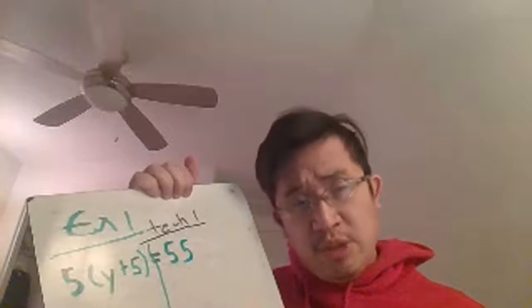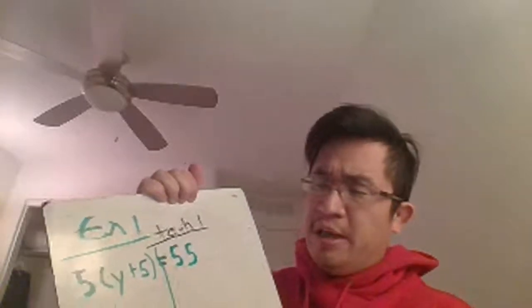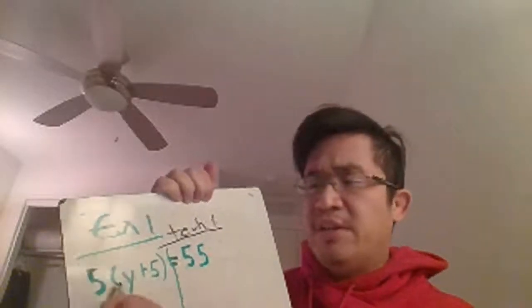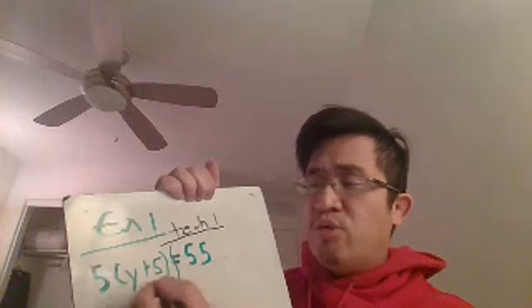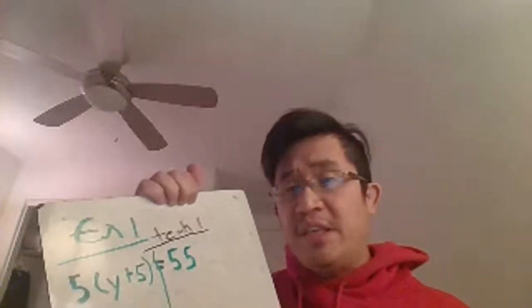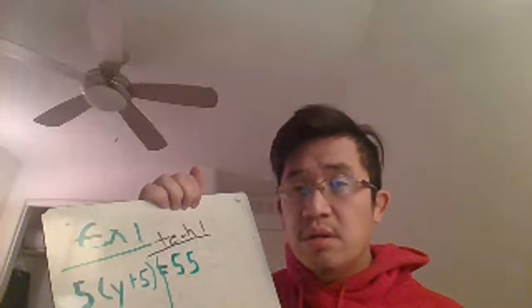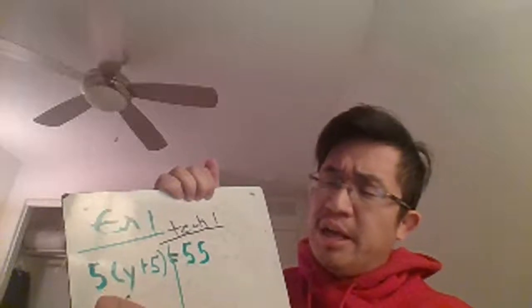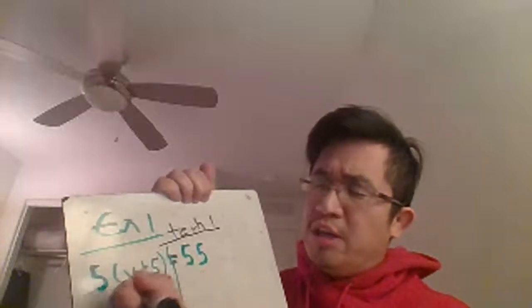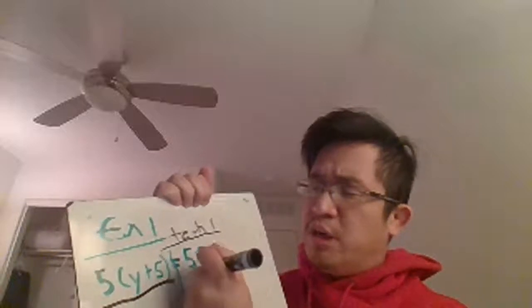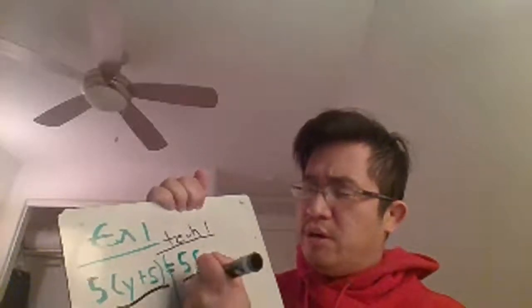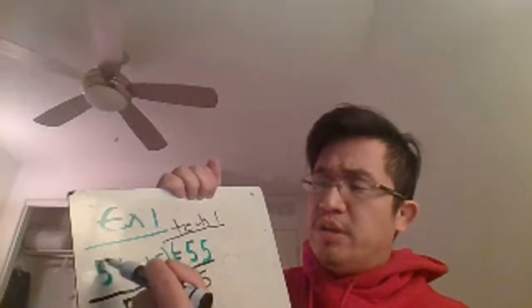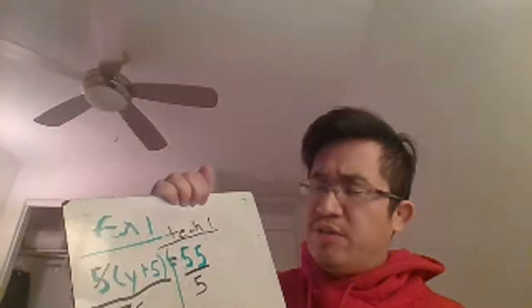So when we do algebra, we do the opposite of PEMDAS. And we want to get rid of that plus 5. But we can't touch the plus 5 because it's inside the parentheses, so we need to get rid of the parentheses. Parentheses in algebra is like multiplication. So I'll draw a line underneath to show my division, and put 5 right here and 5 right here. I'm going to cross out this 5, and I'll cross out this 5.